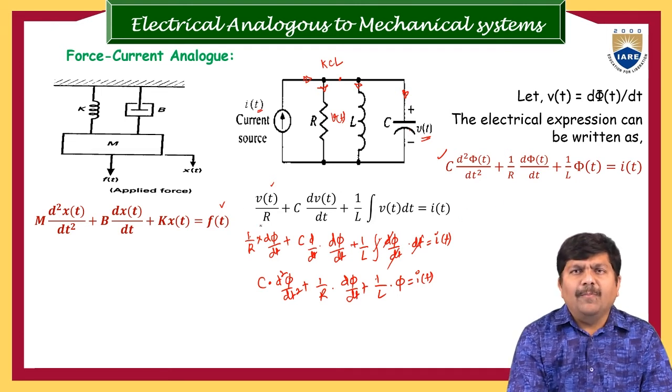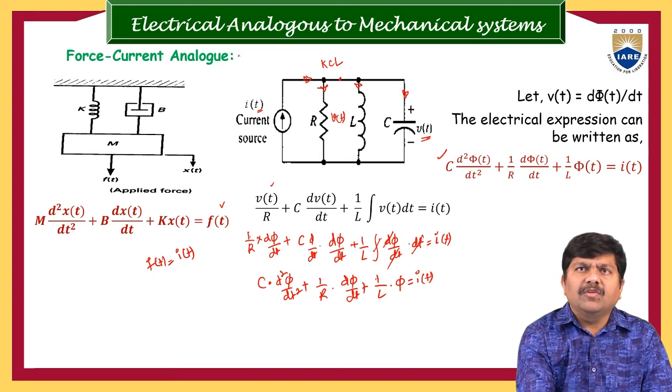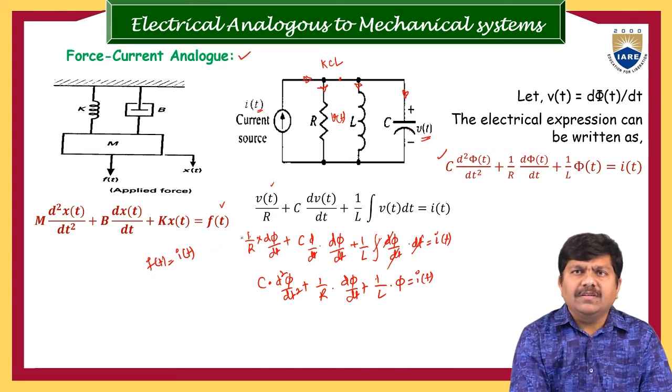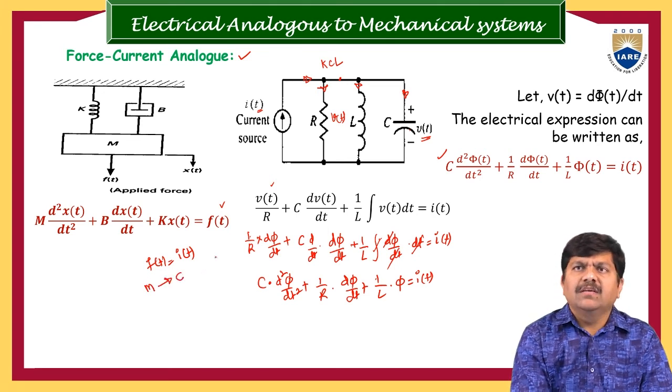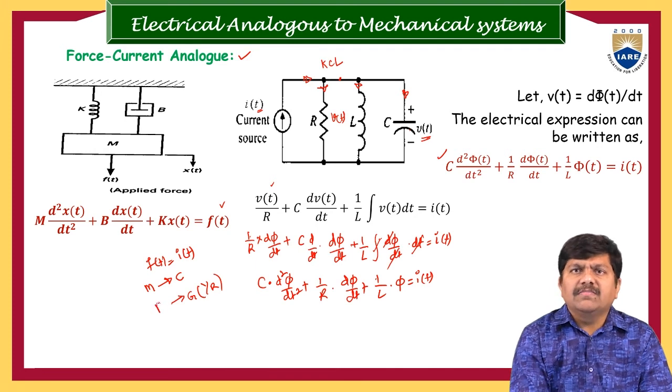Now you go for comparison between the mechanical second order differential equation and the electrical second order differential equation. Here the right sides are matching to each other. If force is assumed equal to current, that is the force-current analogy. Comparing the second order term, in the mechanical system that is M, which is equivalent to the capacitance. The first order term is the conductance, the reciprocal of the resistance; here this value is B. Next, the spring constant is the reciprocal of the inductance.